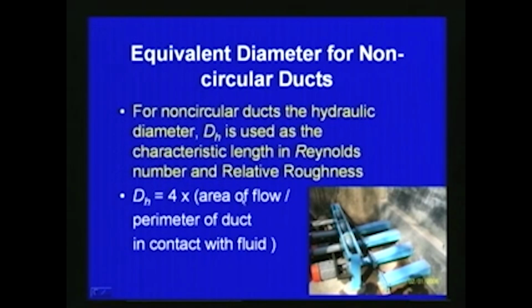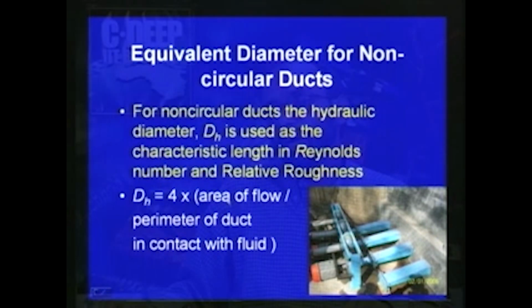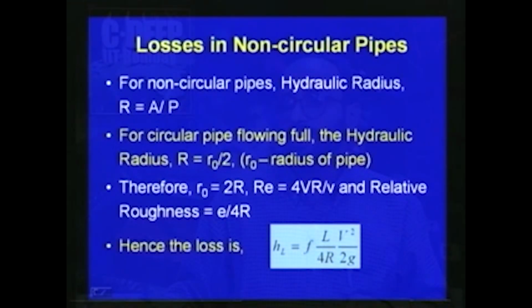Here this A by P is the hydraulic radius, so 4 times the hydraulic radius will be the hydraulic diameter for the given system. So DH is equal to 4 times the flow area divided by the perimeter of the duct in contact. We can use this equation to get the equivalent diameter for the non-circular duct. For non-circular pipes, the hydraulic radius is R equal to A by P. For a circular pipe flowing full, correspondingly the hydraulic radius R is equal to A by P, which will be equal to D by 4, that is equal to R0 by 2.